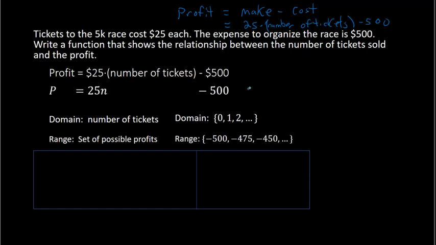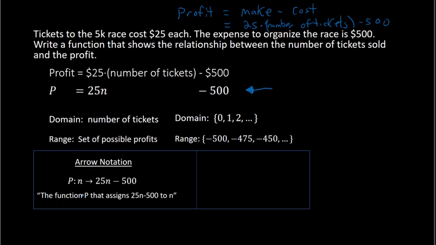Now looking back at this equation I created, there are different ways in which I can represent it. First of all, there is what is called arrow notation. Looking at the same equation, I could write it as P colon N arrow 25N minus 500. What this means in English is the function P that assigns 25N minus 500 to the variable N. This is one way to write this.